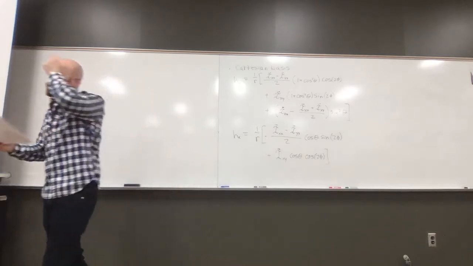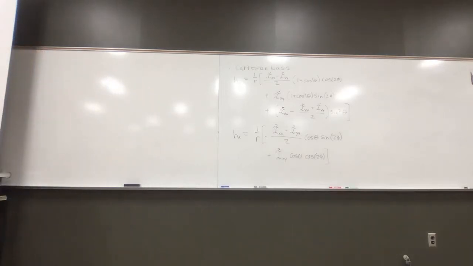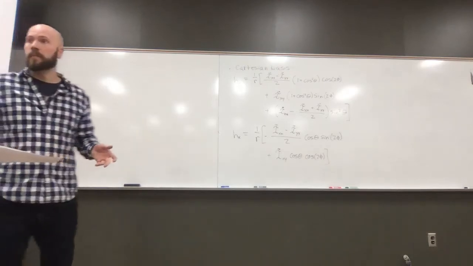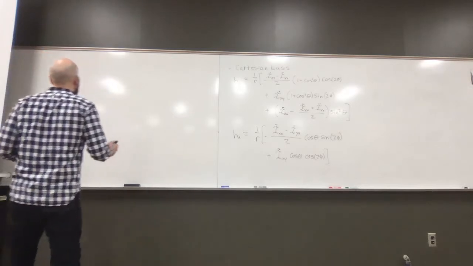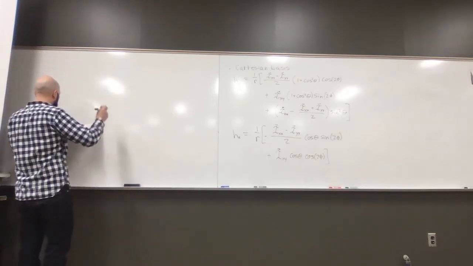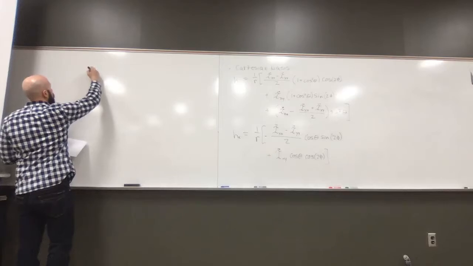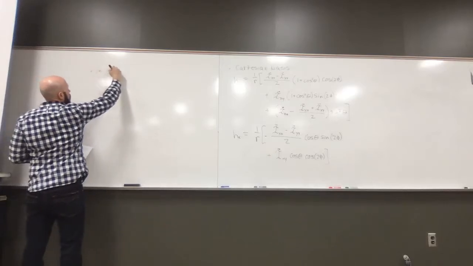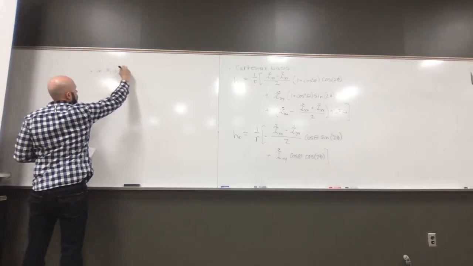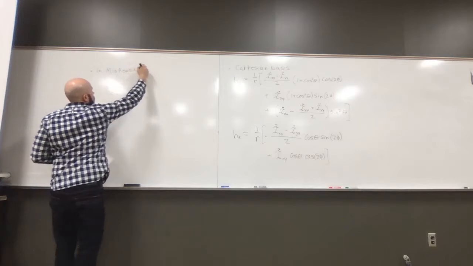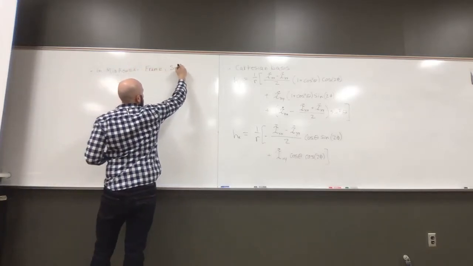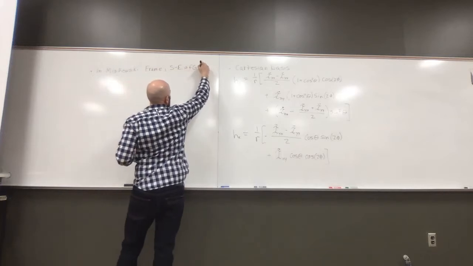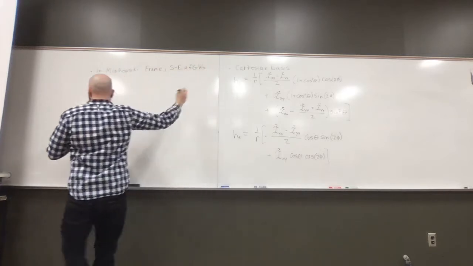Now, the gravitational waves carry energy and momentum as well as angular momentum, right? They cause perturbations in spacetime. Therefore, they represent some amount of energy. And to see this, let's write down in a Minkowski frame the stress energy of gravitational waves. In a Minkowski frame, the stress energy of gravitational waves is going to look something like this.